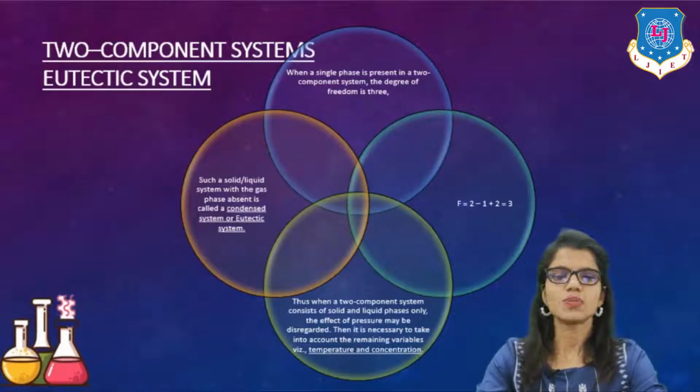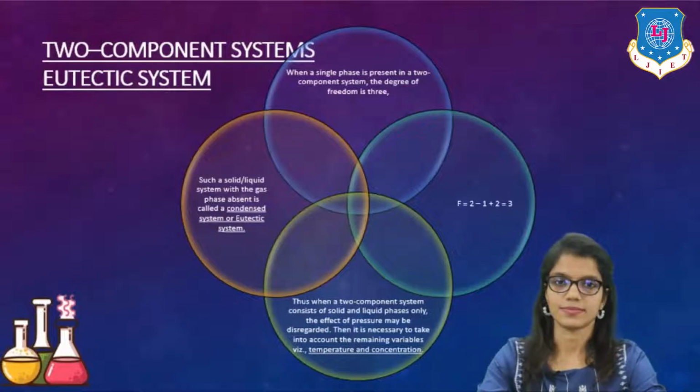Now let's begin with another one, which is a two-component system. Two-component systems are also referred to as eutectic systems. Why is it so? And which are the examples of it? Let's go into detail for it.